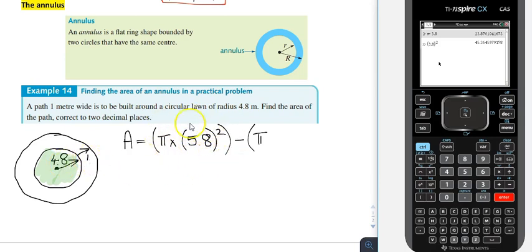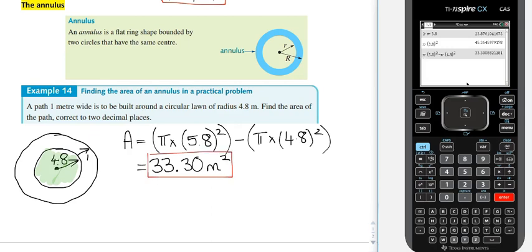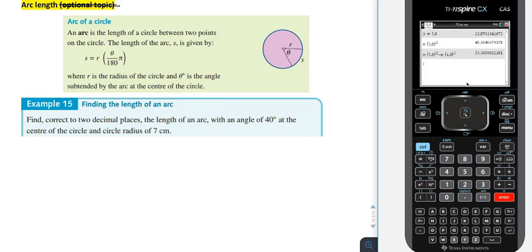So this part here is the area of the big circle, so outside of the path, pi times 5.8 squared, and then we're going to minus the small circle, so minus the lawn off this. So we go pi times 4.8 squared, and when we do this, we just put it into our calculator, and we'll get out a result. So we got out 33.3. And this needs to be to 2 decimal places, so 33.30, and our units is meters, so meters squared. Red box our answer.